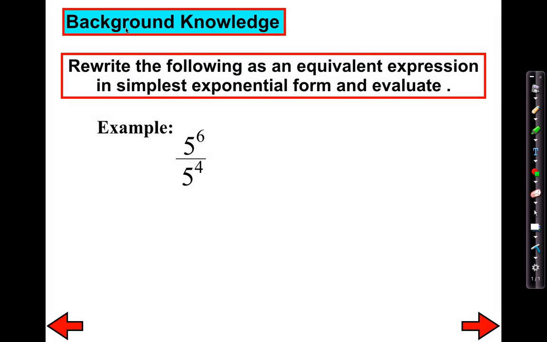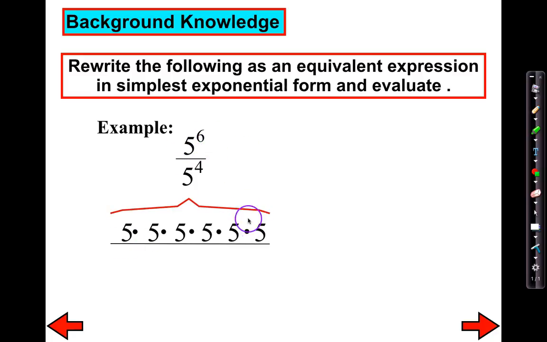So first we're going to go over some background knowledge. Recall when we were dividing exponents in the past, when we were just working with positive exponents. Let's see what happened here. So first you went ahead and extended out each term. So 5 to the 6 is 5 repeated 6 times, and 5 to the 4th is 5 repeated 4 times. And then you went ahead and reduced as much as you could.